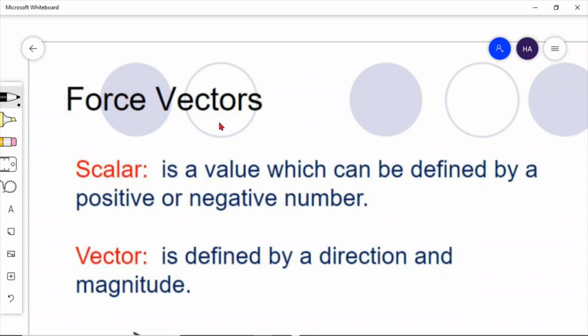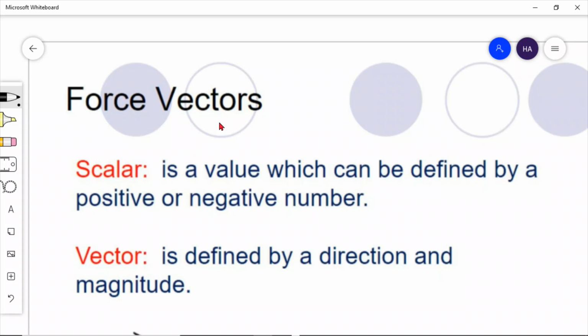Now, there are two different types of quantities that we define. One is a scalar quantity. So what is scalar? It's a value which can be defined by a positive or negative number. So you just define a single number at a point. So what's that? For example, temperature. For example, pressure is a scalar quantity because it's a point-wise quantity, or the concentration of something.